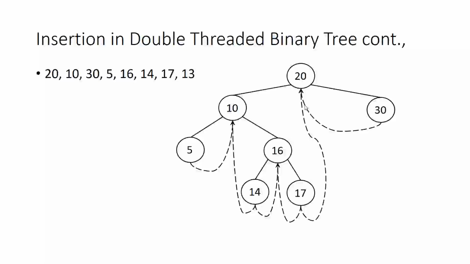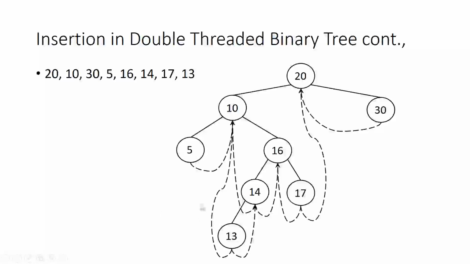Then finally 13 we are supposed to insert. Where will 13 come? It will be less than 20, greater than 10, less than 16, and less than 14. So we are supposed to insert it as the left child of 14. When you are inserting it as the left child of 14, what will happen? The left thread of 14 which is connected to 10 will be the left thread of 13. That is, the left thread of 13 will be connected to 10. And because 14 comes after 13 in the in-order traversal, the right thread of 13 will be connected to 14.